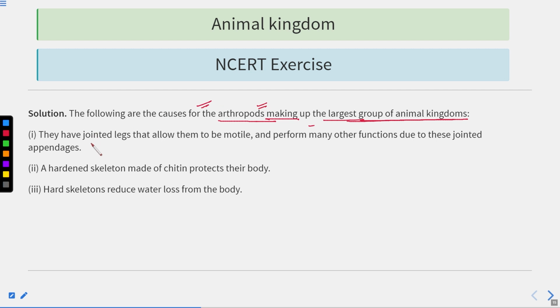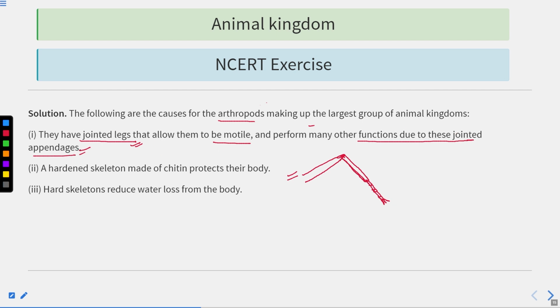What are they? They have jointed legs. Okay, if you see the legs of arthropods, then you can see they have the jointed legs. Okay, so this can get detached from this part, so they are joint. Again, this is joint, so jointed legs allow them to be motile, they are helpful in walking and perform many other functions due to these jointed appendages, right?